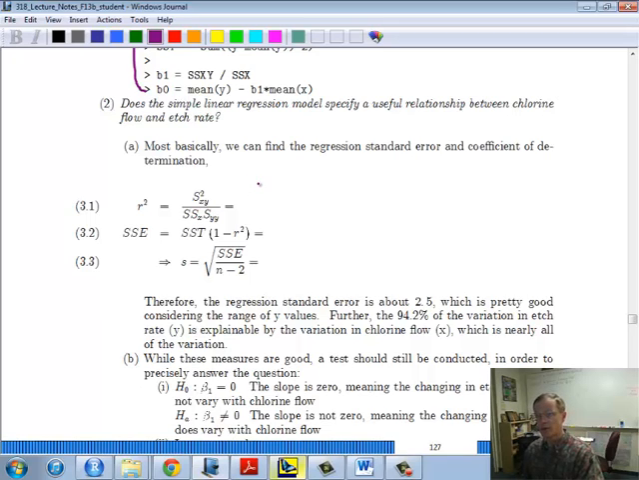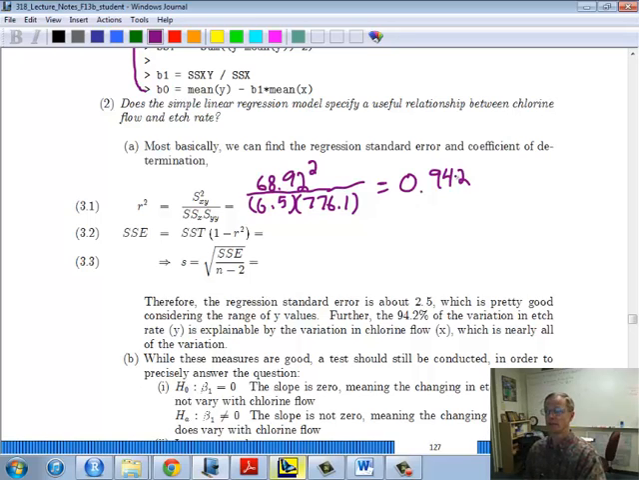So we already have the parts. SSXY is 68.92 squared. We'll divide it by 6.5 and 776.1. That's going to give us the coefficient of determination, 0.942, which tells us that 94% of the variation in the etch rate can be explained by chlorine flow. So this is a lot explained.